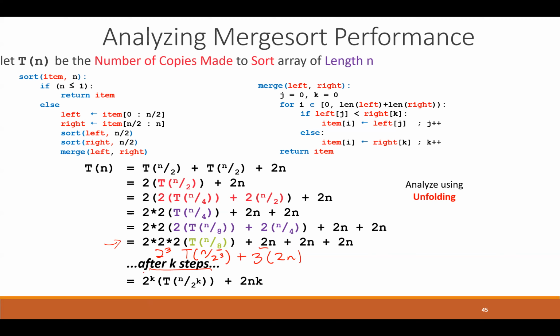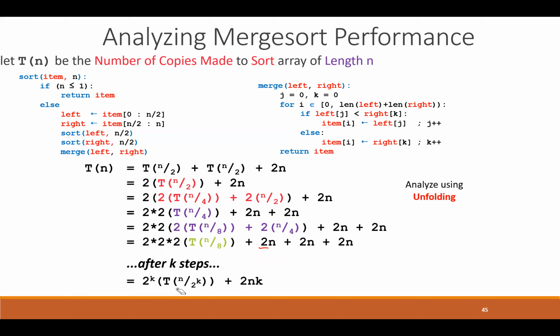But then after k steps, I'm going to replace all of these 3's with k's. So I get 2 to the power k times t of n over 2 to the power k plus 2 times n times k. I just assumed, I know my recursion ends, it has a base case. So I'm just going to say it ends after k steps, and then I'm going to figure out what k is. All right. Questions on that?